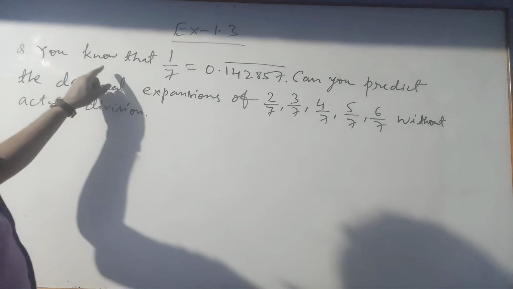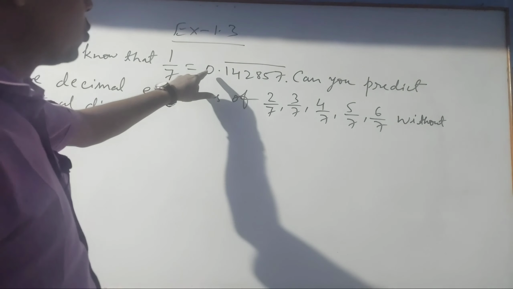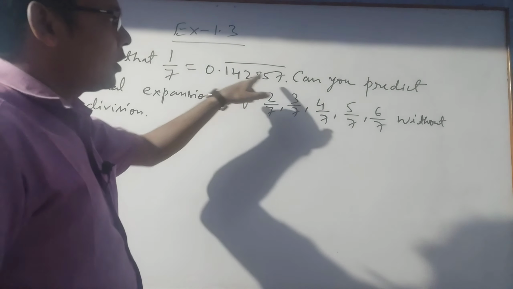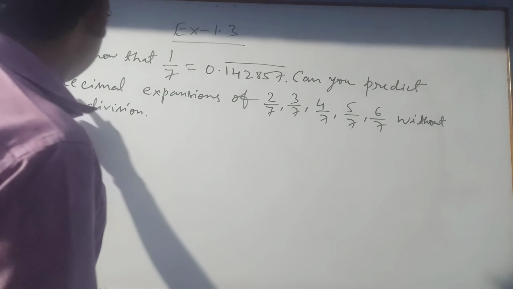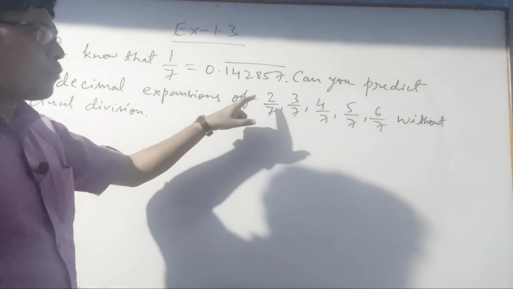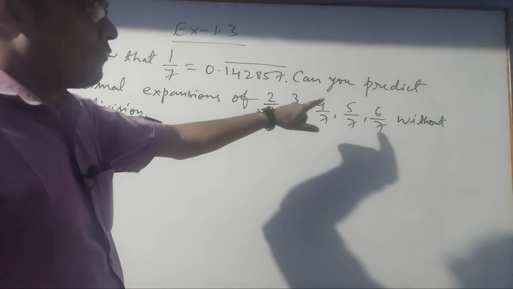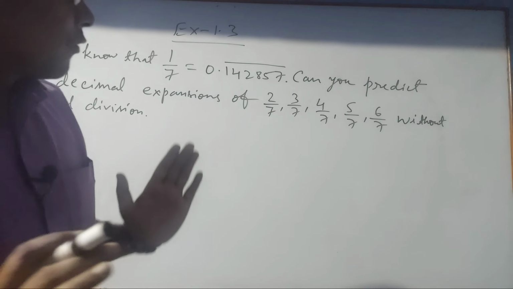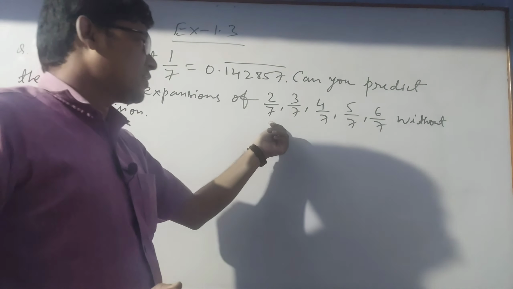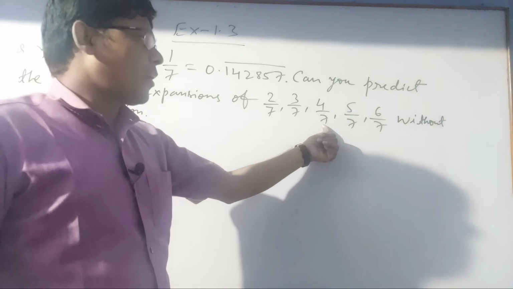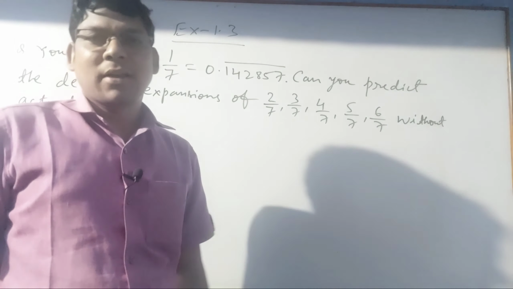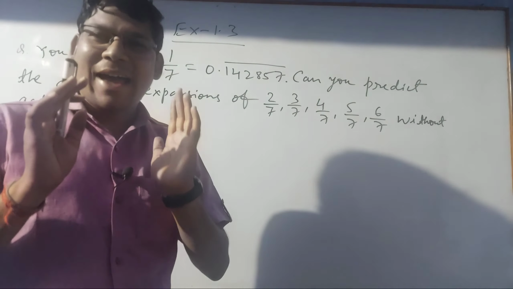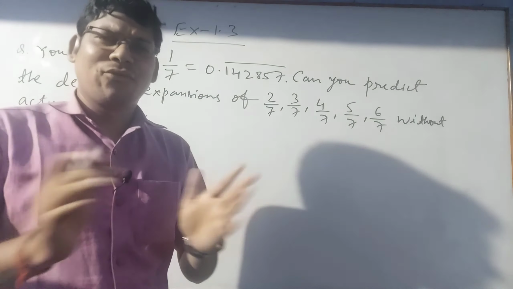Next question: you know that 1/7 equals 0.142857, which is recurring. Can you predict the decimal expansions of 2/7, 3/7, 4/7, 5/7, 6/7 without actual division? In this question, we have to find the values of these using this value, but we don't have to do the actual division. How? That is very simple.